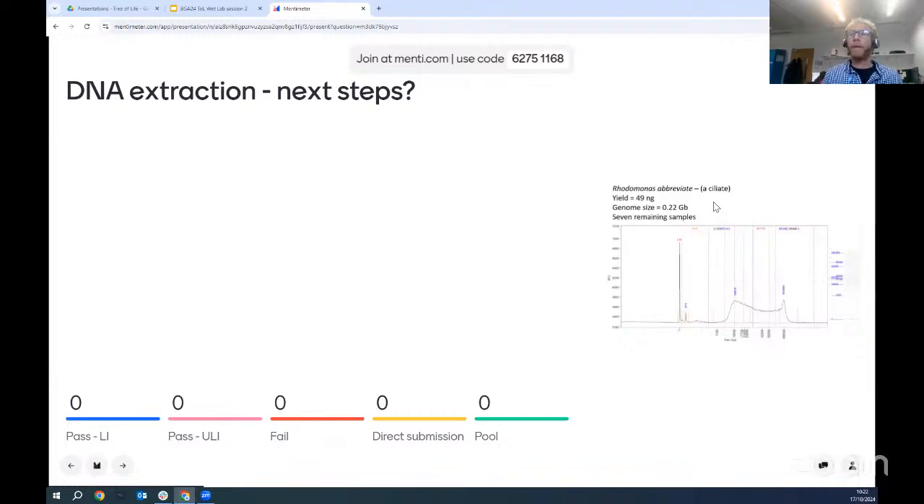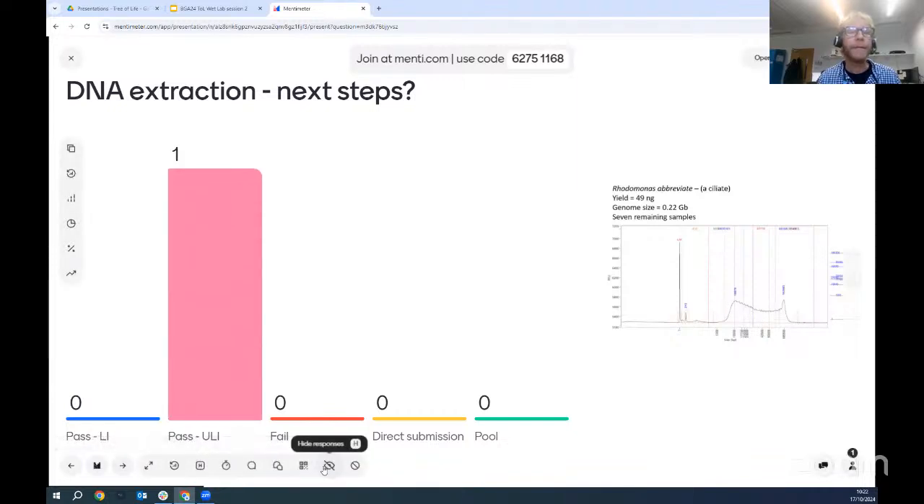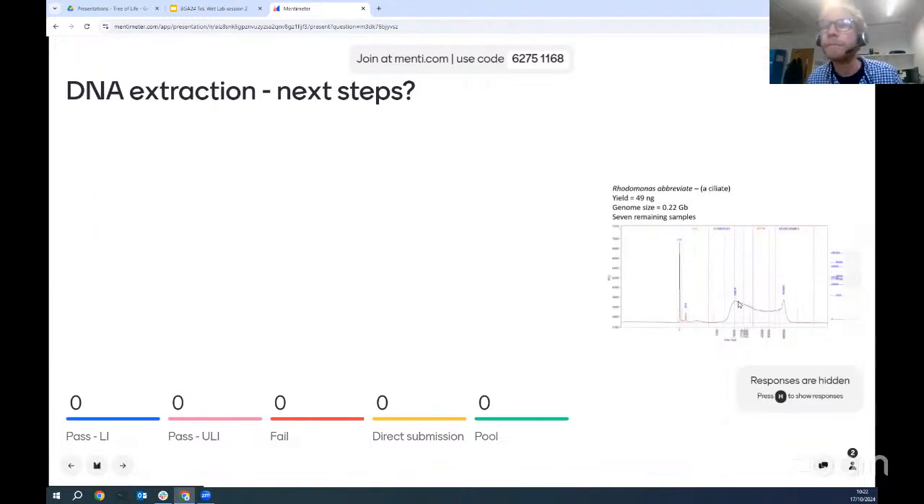So we have a ciliate. We have a yield of 49 nanograms, a genome size of 0.2 gigabases, and we have 7 samples remaining. You can have a look at the profile here, a high molecular weight peak here. We have a little bit of a hump at the bottom here, and we have some low molecular weight DNA to the left here.